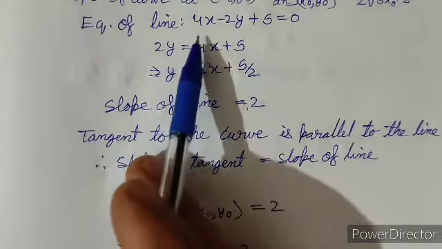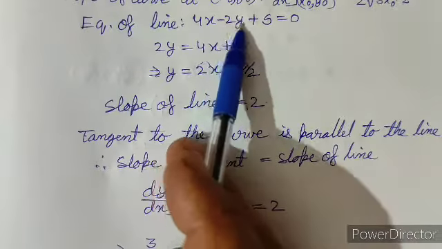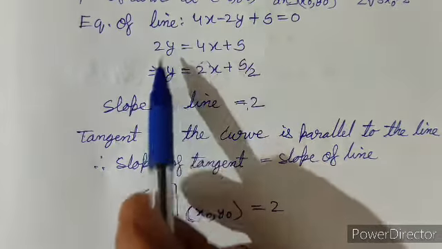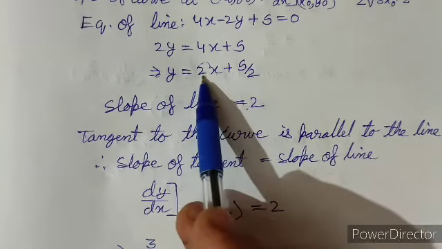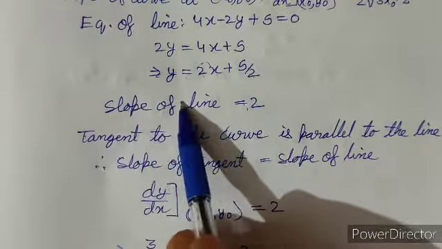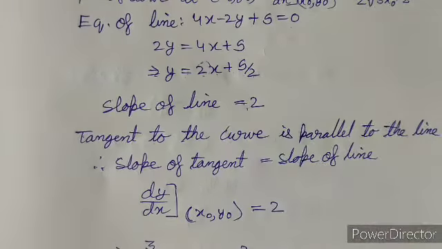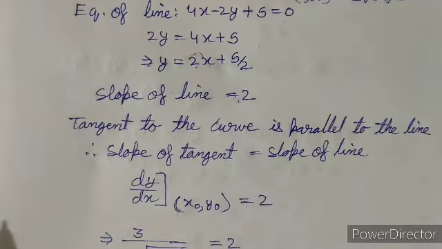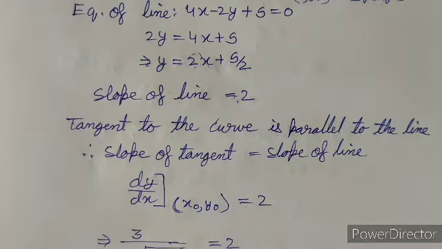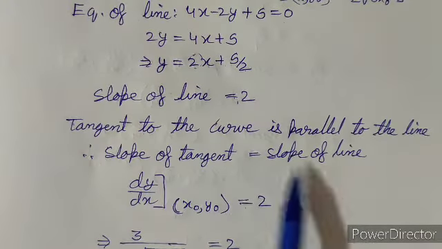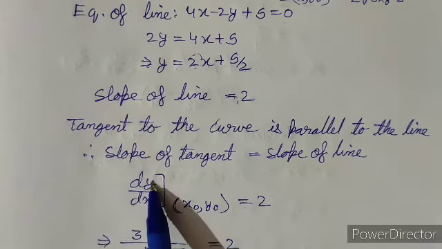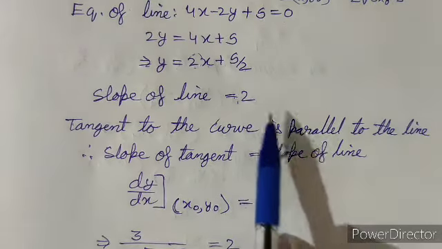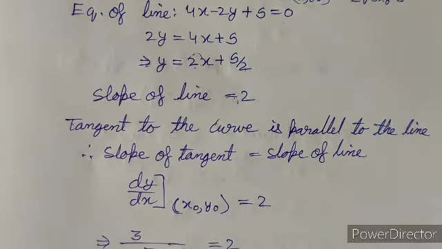Now equation of the line is given to us. On writing this equation in form of y equal to mx plus c, we will get m as 2. So slope of the line is equal to 2. As the tangent is parallel to this line, we can say that slope of the tangent will be equal to slope of the line. Slope of the tangent is given by dy by dx at x0, y0, and that will be equal to 2.